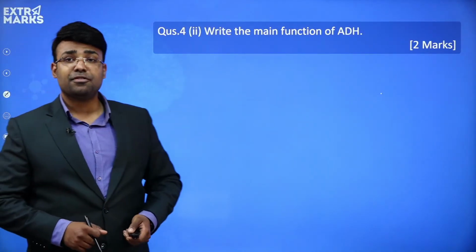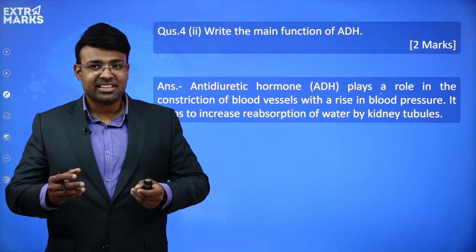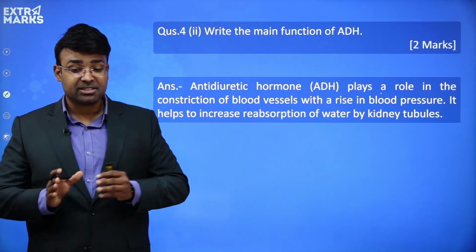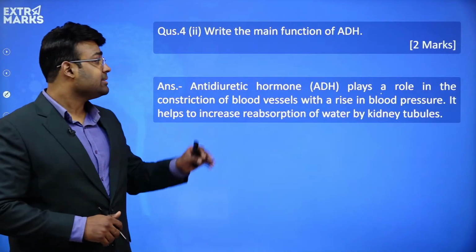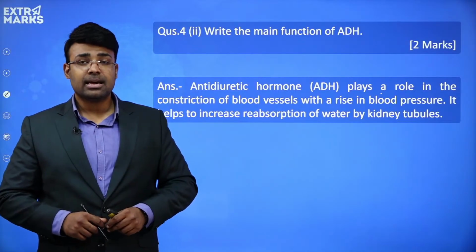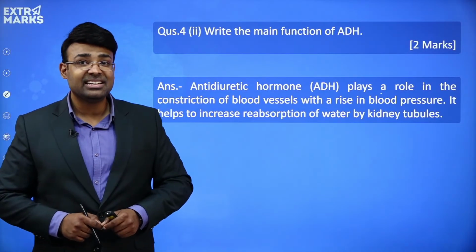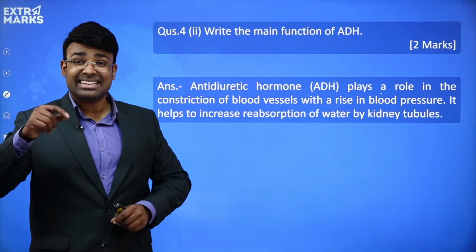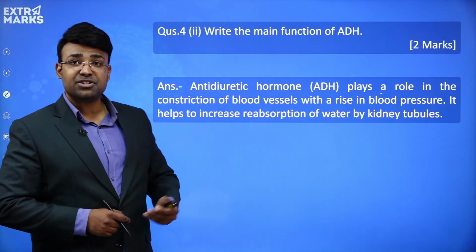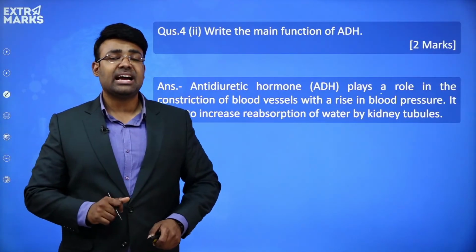What is the main function of ADH? ADH stands for antidiuretic hormone. This hormone is basically released from the pituitary gland, everyone. It is released from the pituitary gland, and this is a vasoconstrictor. It constricts the blood vessels, and it also helps in the reabsorption of water from the kidney renal tubules. So it increases the water absorption. Clear? So if the ADH functioning is compromised, means it is not functioning properly, in that case, what will happen?